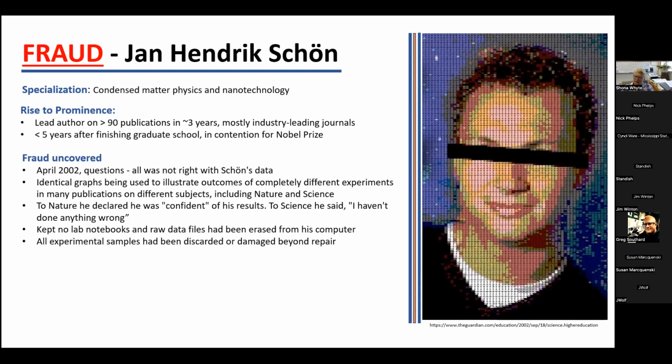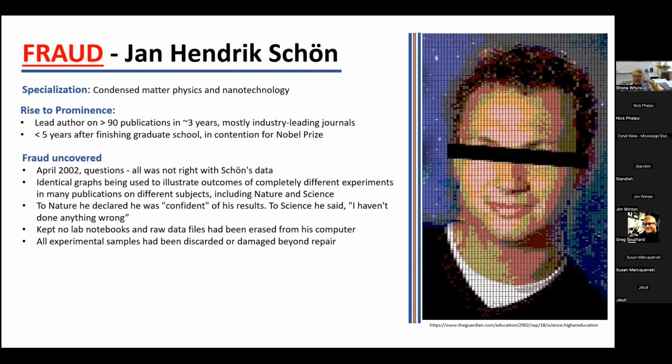However, around April of 2002, questions arose that not everything was right with his data. A couple of researchers who were filing a patent application were referencing this individual, and they discovered that he had duplication of graphs. He had identical graphs being used to illustrate outcomes of completely different experiments in many publications on different subjects, including journals such as Nature and Science.